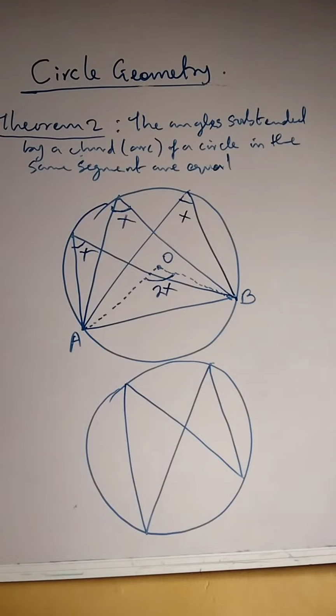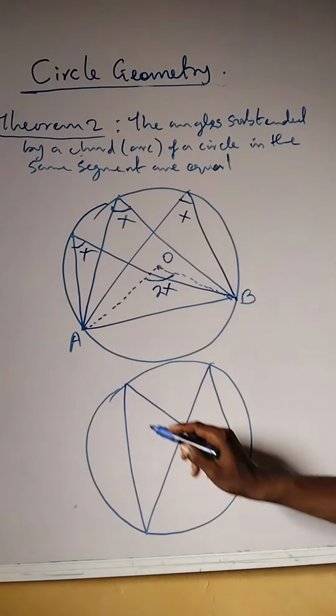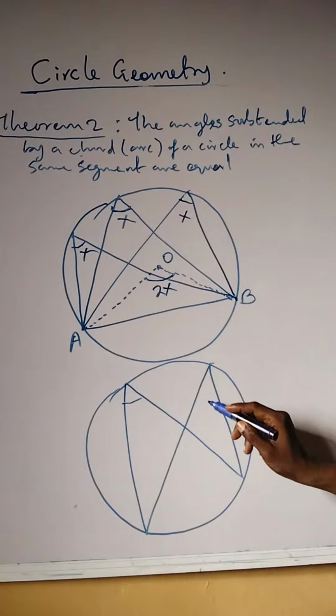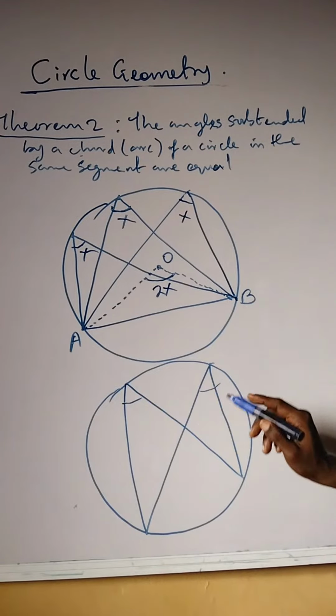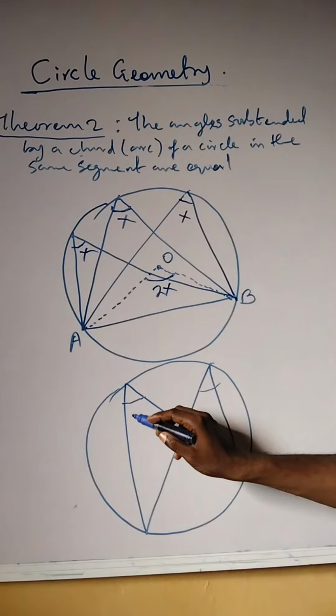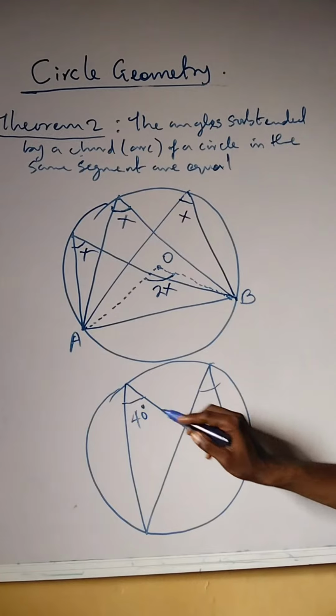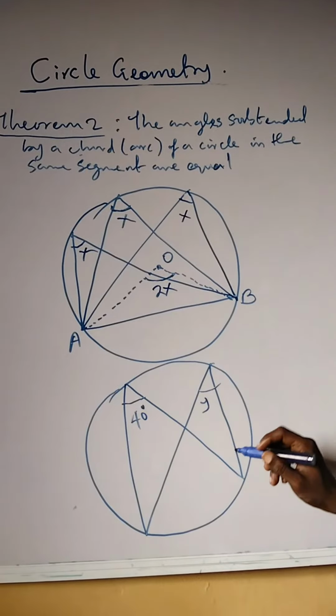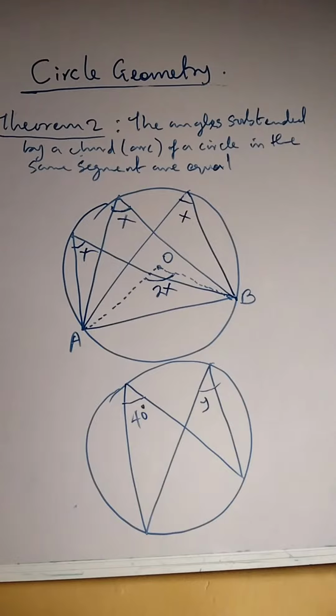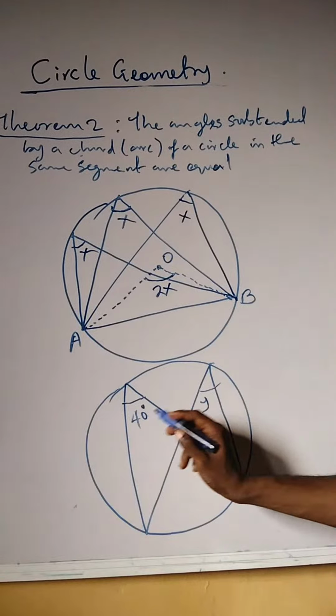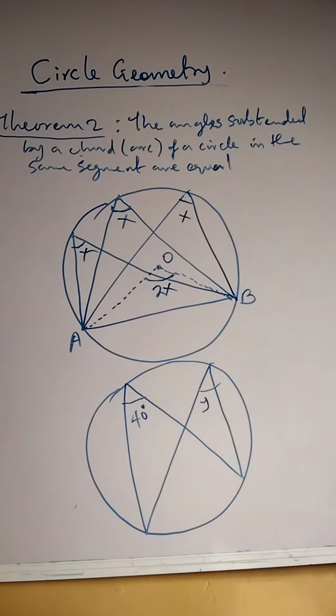Now, merely looking at this, we put one angle here, one angle here. We have 40 degrees here, and we have y here. They said find the value of y. When you look at it critically, this 40 and y are in the same segment.